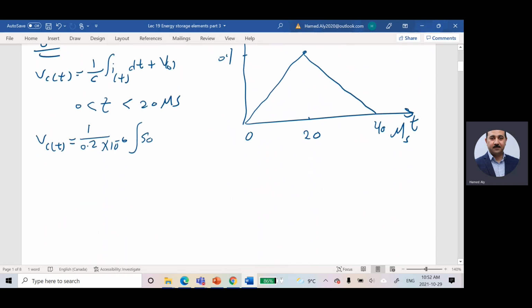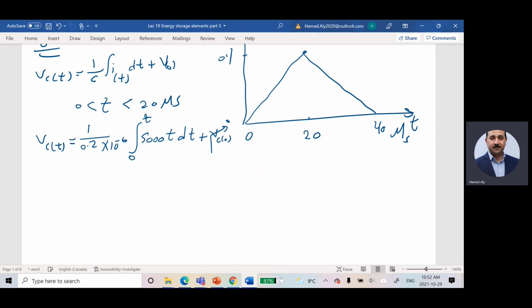So this guy is 5,000 t dt plus the initial voltage VC of 0, which is 0 in our case. This integral from 0 up to t. Some of you are asking me for this integral, should I put from 0 up to 20 or from 0 to t? The answer is from 0 to t.